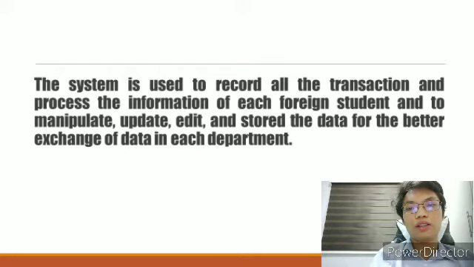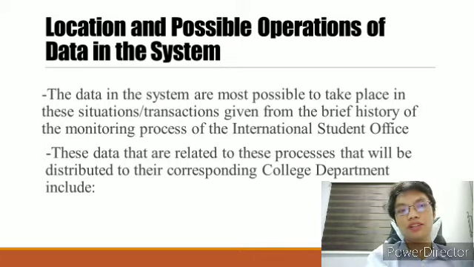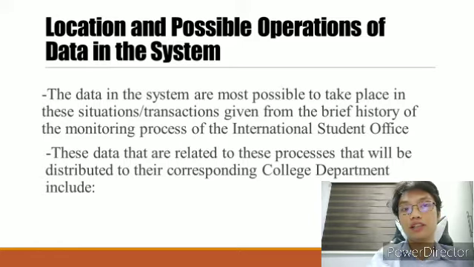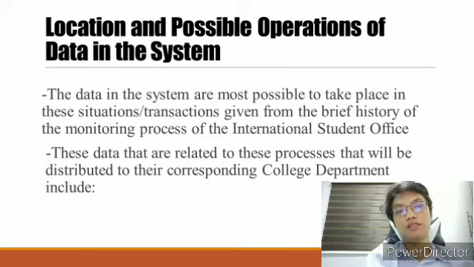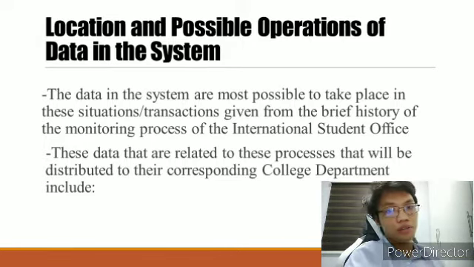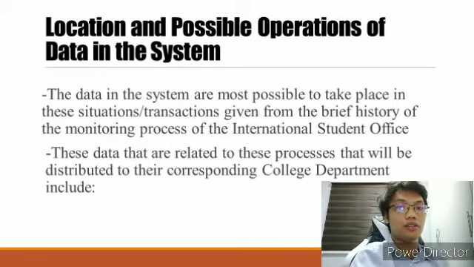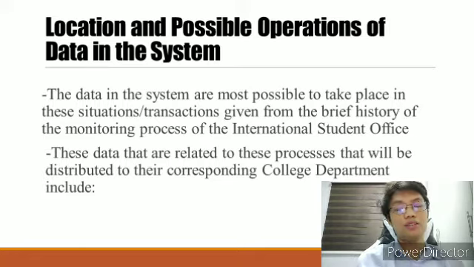We also have here what we call the location and the possible operation of the system, where each information that is being gathered by the system has its own column, where for example, the information that are being gathered from the students, where we have here the name, the address, the gender, and so on and so forth. This information that are being gathered are all put in the student section. Then let's say for the current student, we have here the student number, student name, the course, the professor, and so on and so forth. So this information are being transferred to the current student section.